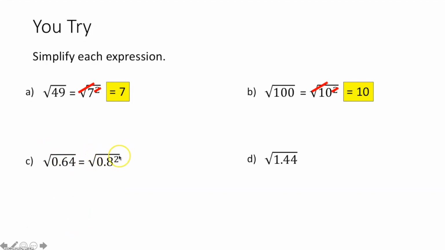We can then cancel out the square root and the square. We're left with 0.8. Lastly, we have 1.44. Even more tricky. Let's just think about 144. What number squared would equal 144? That's 12. But since it's 1.44, then we're going to change this to 1.2 squared instead of 12. So then the square root and the square now cancel each other out and we're left with 1.2.